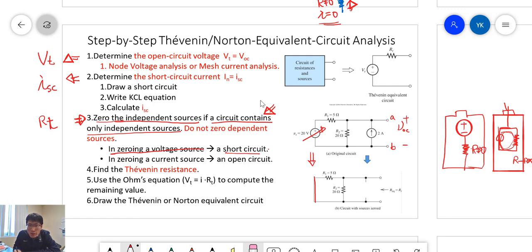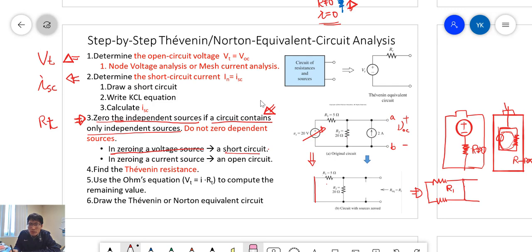Now draw the remaining things here. So one resistance and the other resistance, and this one is an open circuit, and the voltage source becomes a short circuit. So now it seems like two resistances connected in parallel.